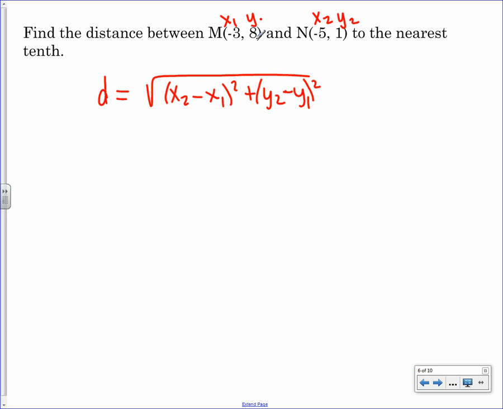Okay? So I'm going to substitute. X2 minus x1 is going to be my negative 5 minus negative 3 squared. And I'll do that in a moment. And then y2 minus y1 is my 1 minus the 8 squared. Does everybody understand all I did was substitute? No big deal, right?